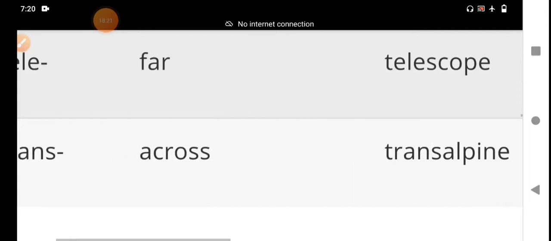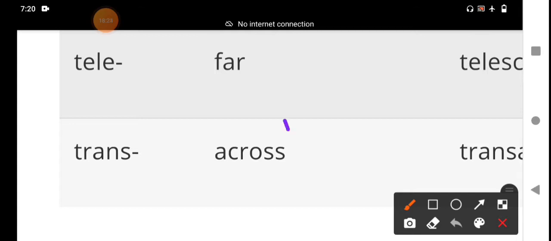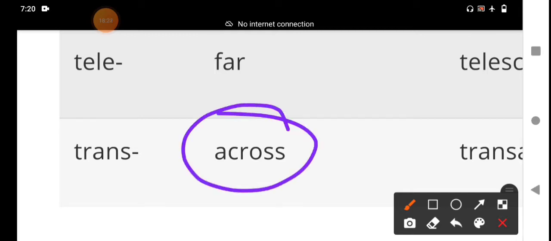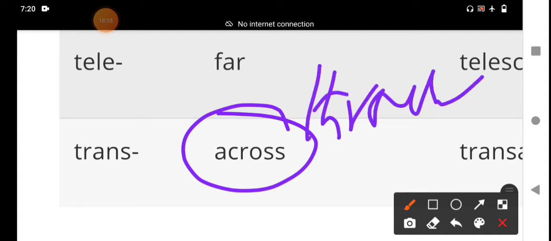Here we should understand, trans means across. All of you understand this one. What is the meaning of trans? Trans means across. That means the base word trans is to the other side, across, beyond. That means through.